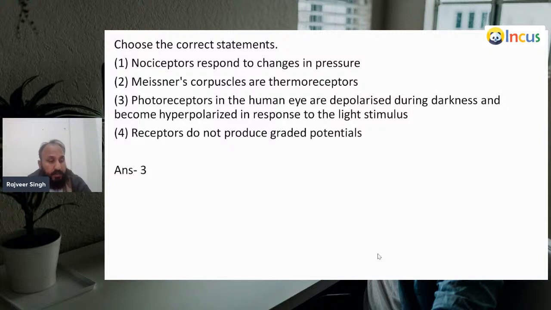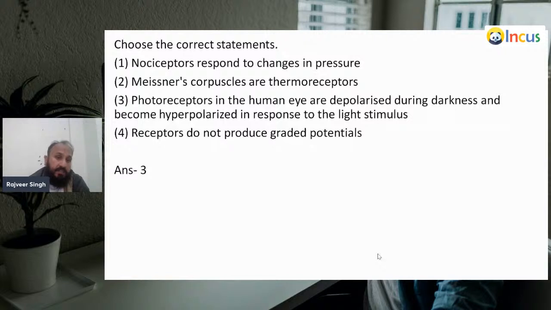Then after, you should know about this: choose the correct statement among them. No receptors respond to change in pressure. Meissner's corpuscles are thermoreceptors. Photoreceptors in the human eye are depolarized during darkness and become hyperpolarized in response to the light stimulus. Receptors do not produce graded potential.